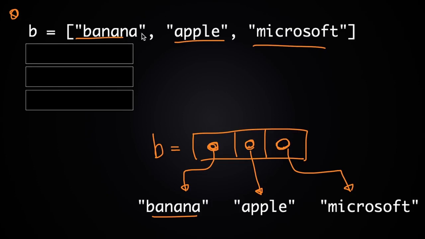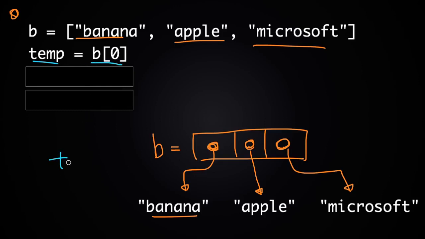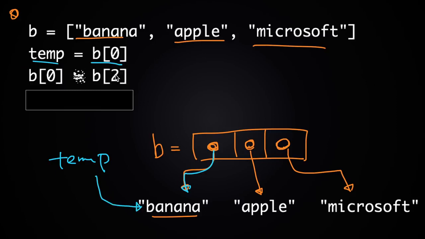And I'm going to show you my solution. First, write temp equals B square brackets 0. So we're defining a new variable called temp, for temporary variable, which is going to refer to what B square brackets 0 refers to, which is this one. And then you can write B square brackets 0 equals B square brackets 2. So we're saying the first compartment should now refer to whatever the third compartment refers to. Because like I said, the index for the first item is 0, and the index for the second item is 1, and the index for the third item is 2.